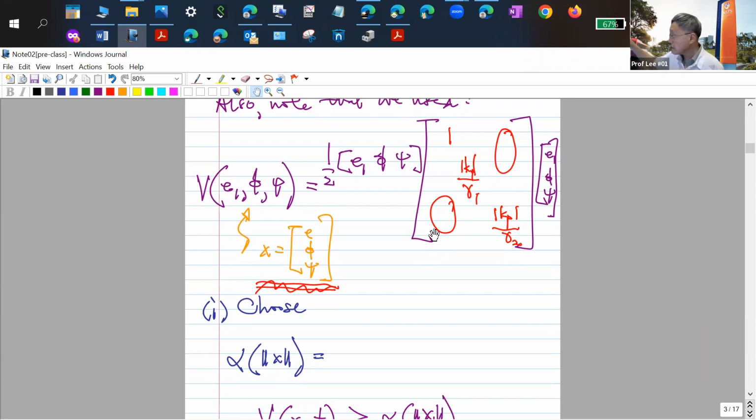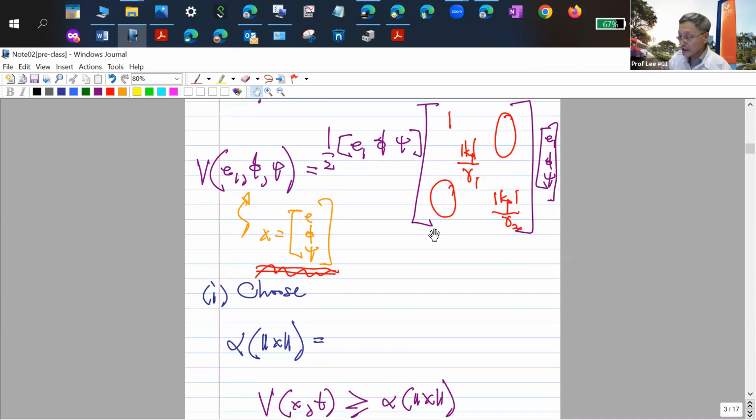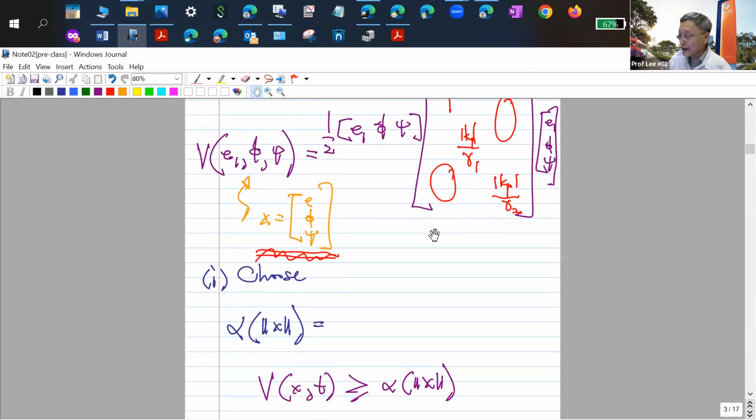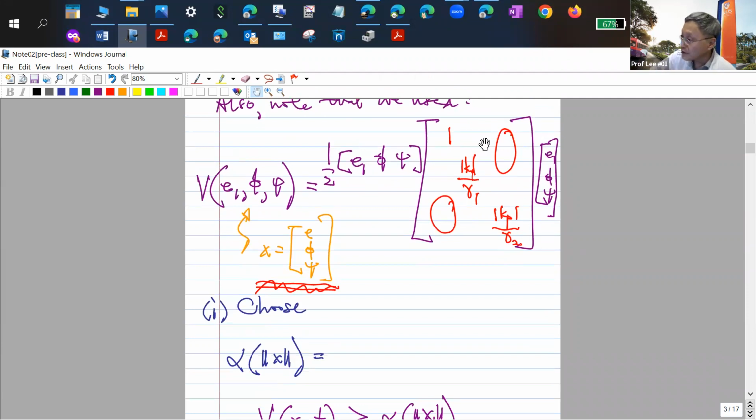Clearly, finding an alpha function that underbounds it is not difficult at all, because with this structure, what I simply do is look at this thing down here and see which one is the minimum. All these will be numbers: 1, magnitude Kp over gamma 1, magnitude Kp over gamma 2. I just look at these numbers and see which one is the minimum.